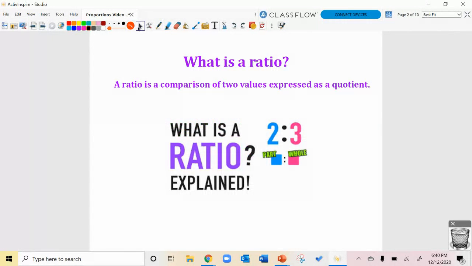Okay, so what I want to first talk about is what exactly is a ratio, right? Maybe you've had some background knowledge about what a ratio is, but a ratio is a comparison of 2 values expressed as a quotient. Well, what does the word quotient mean? The quotient is the answer when you divide, right? So the quotient of 4 and 2 is 2. This number right here is the quotient, right? The quotient of 10 and 2 is 5.